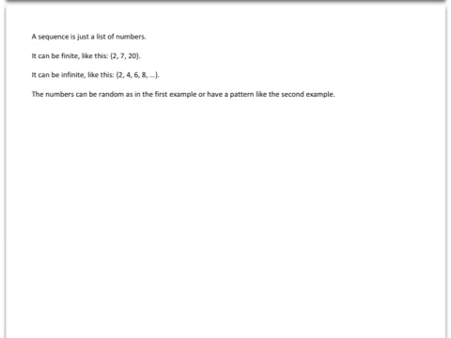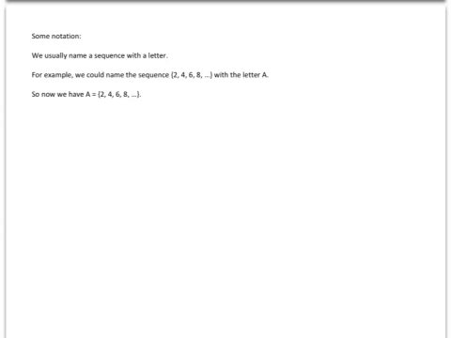Okay, so a sequence is just a list of numbers. It can be finite, like 2, 7, 20, or it can be infinite, like 2, 4, 6, 8, 10, 12, and on and on and on. The numbers can be random, like in the first example, or have a pattern, like in the second example. So we usually name a sequence with a letter. For example, let's name the sequence 2, 4, 6, 8, 10, 12, etc., the letter A. Okay, so A is going to equal that sequence.